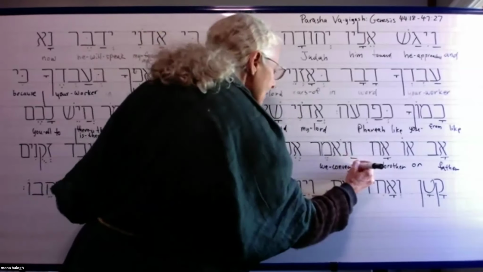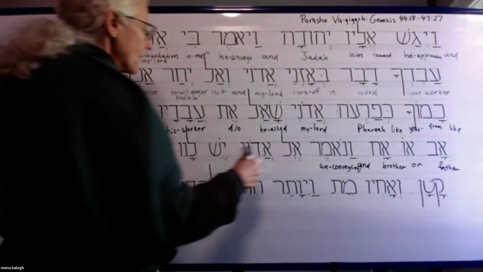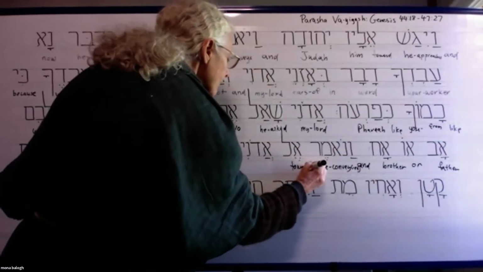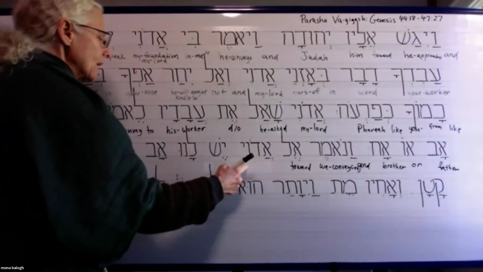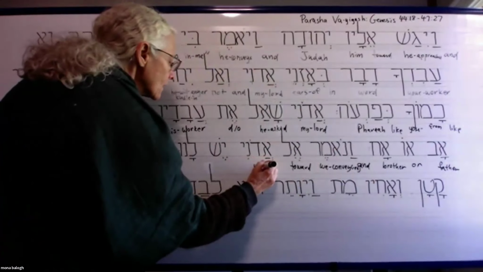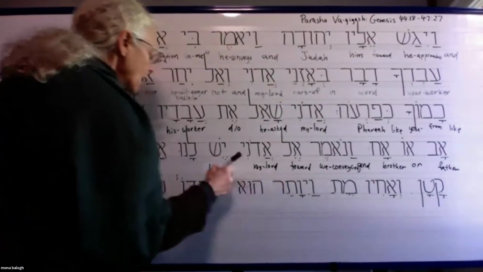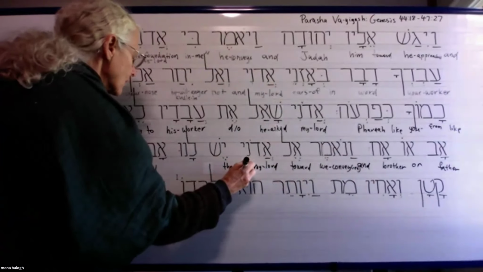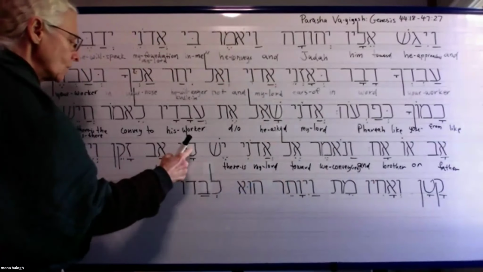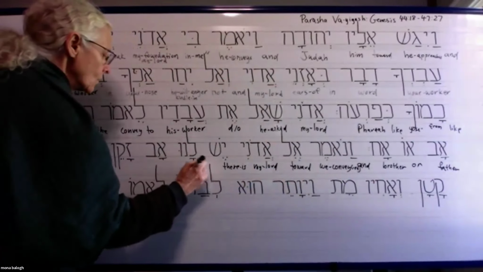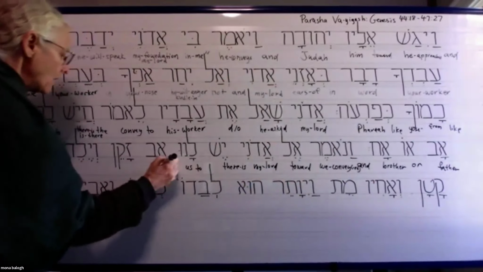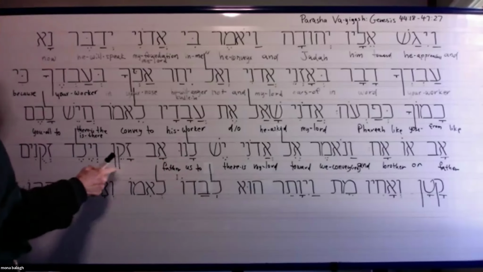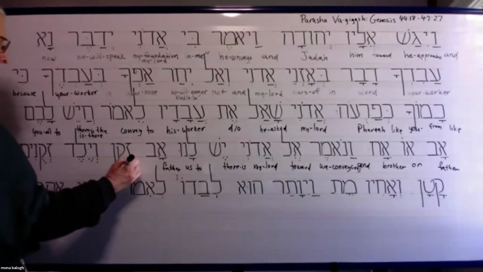Okay. El, movement toward. Okay, here it's actually back to toward. Adoni, my Lord. Yesh, there is. Lanu, to us. To us. Av, father. Zakein, okay, that's an adjective. It means old.